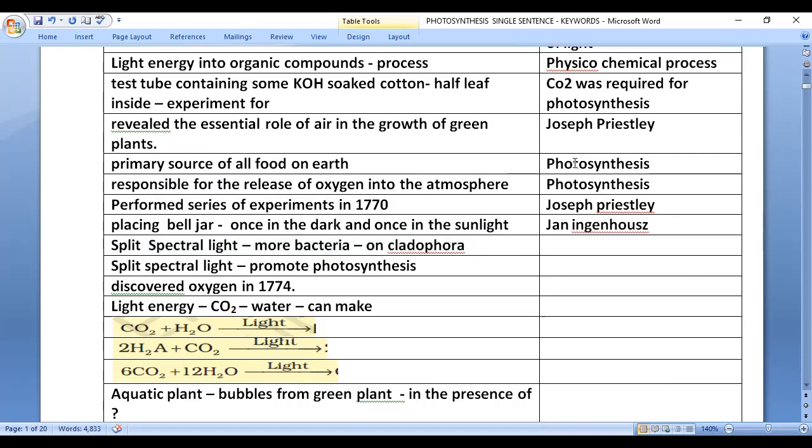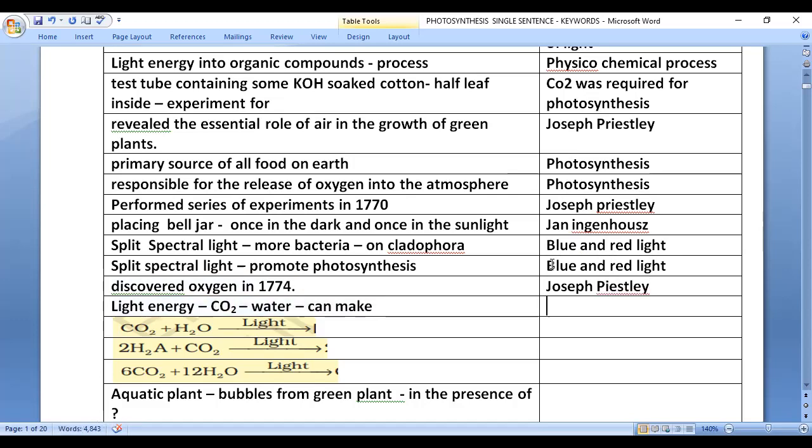Split spectral light, more bacteria on cladophora: blue and red light. Split spectral light promotes photosynthesis: blue and red light. Who discovered oxygen in 1774? Joseph Priestley.